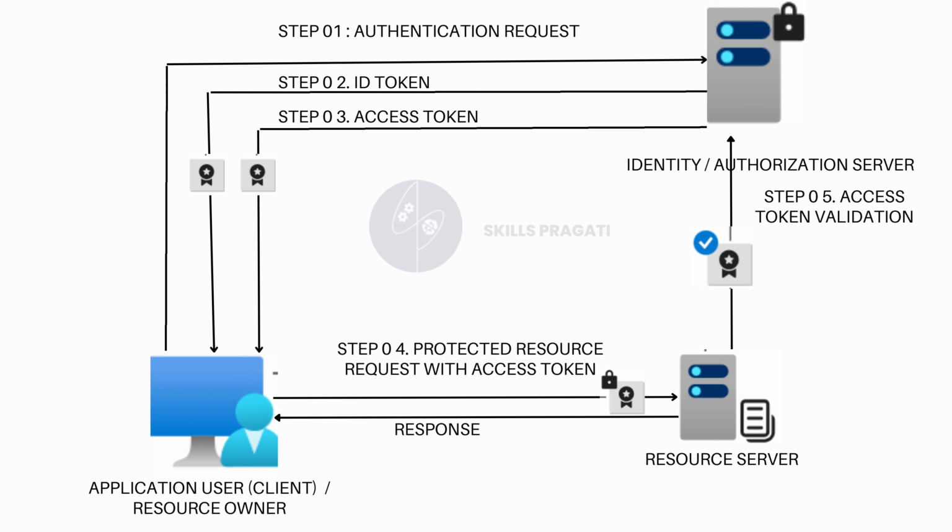In essence, this sequence of 5 steps provides a comprehensive overview of how identity access management functions, orchestrating the secure verification of user identities, consent, and controlled access to protected resources, all while upholding the highest standards of security and privacy.